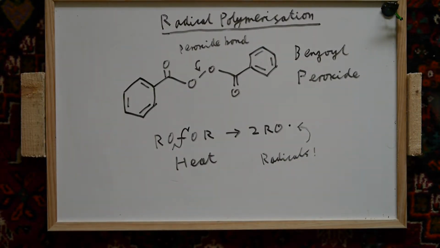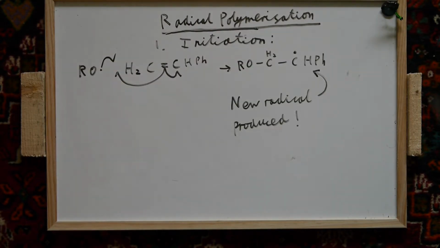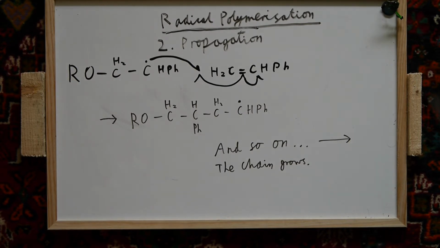Anyhow, to make polystyrene, first you have to heat a peroxide to make 2 radicals for radical polymerization. The radical reacts with the double bond, breaking it and causing a new radical to form. The chain grows when this radical attacks another styrene, and this goes on, building up the polystyrene chain.